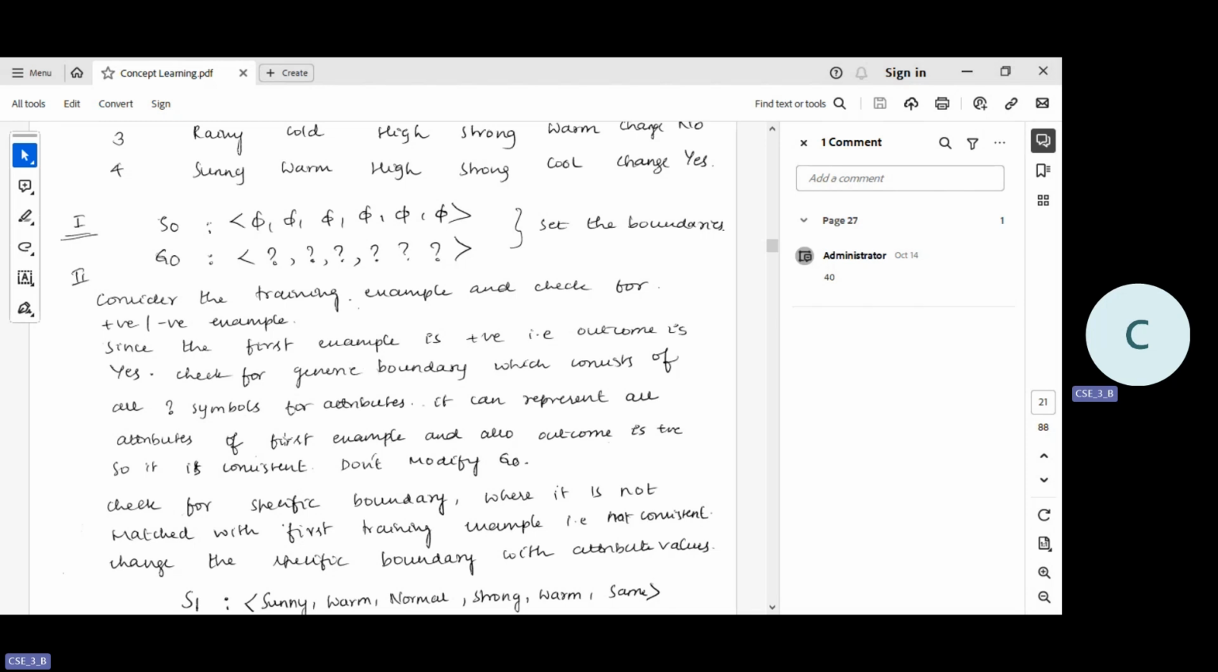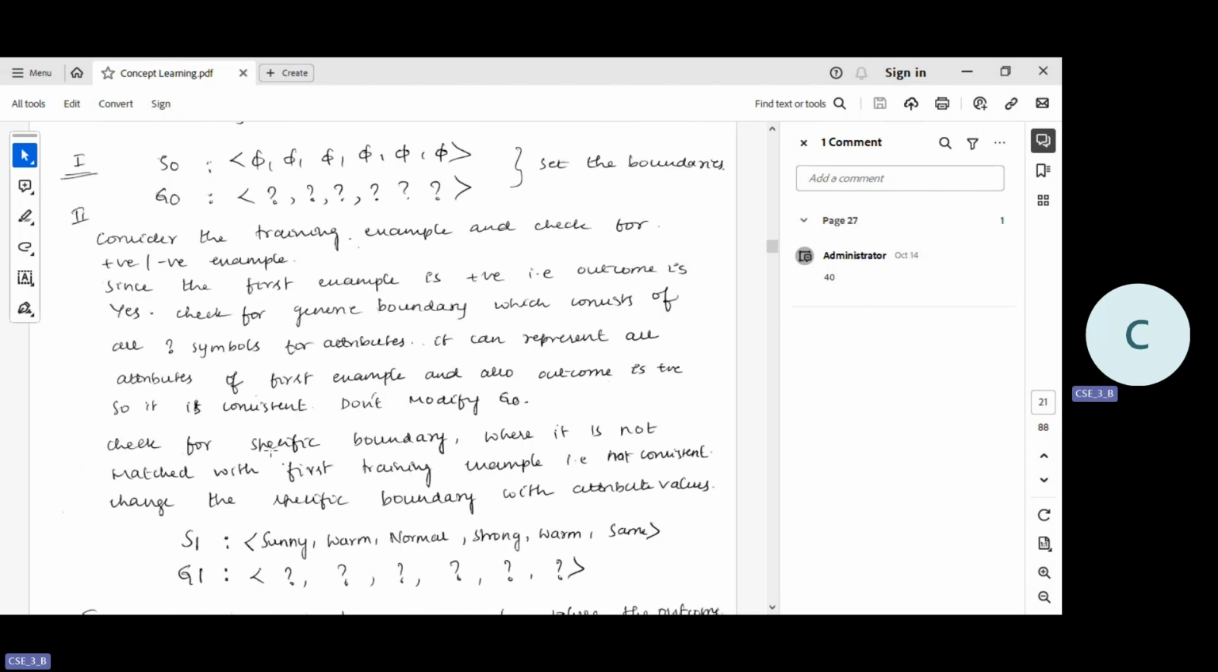Because it is able to represent all the attribute values. So now we have to check the specific boundary, where it is not matched with the first training example. That is not consistent. Why? Because it is not representing any attribute value. So we have to change the specific boundary with the attribute values.